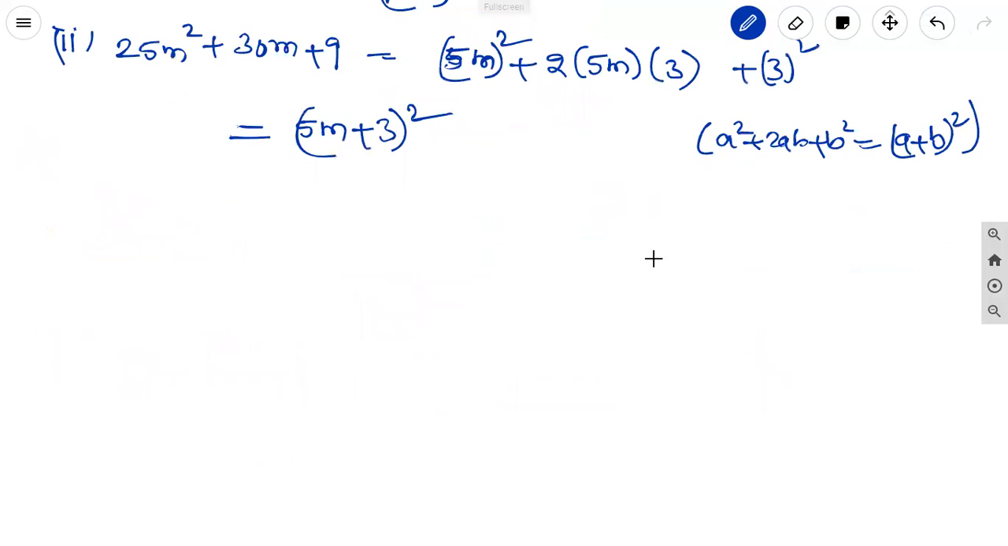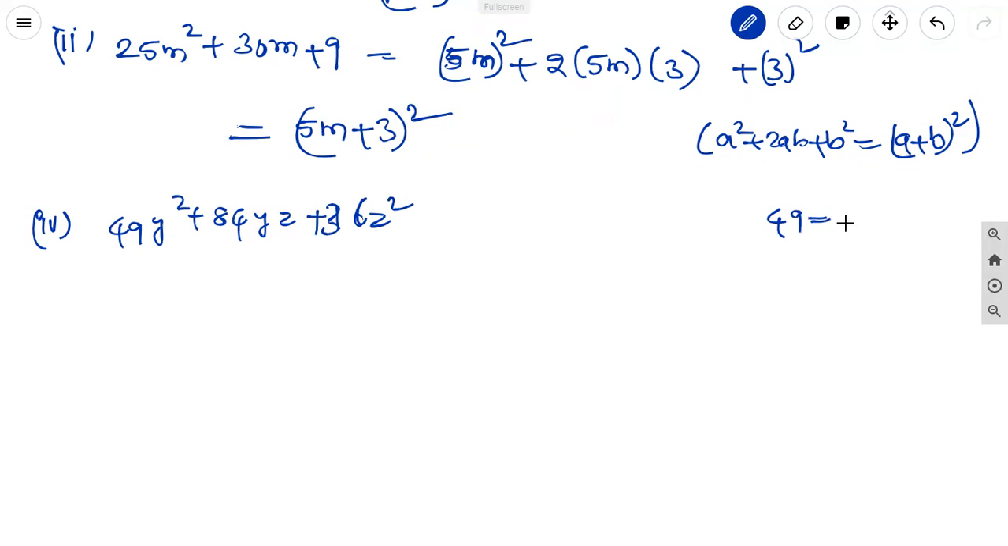Okay, the first identity, second identity we used here. The fourth one, 49y square plus 84yz plus 36z square. We know that 49 is a perfect square, that is 7 sevens are 49, 36 is equal to 6 sixes are 36, and 84 means 2 into 7 into 6. 7 sixes are 42, 42 twos are 84.